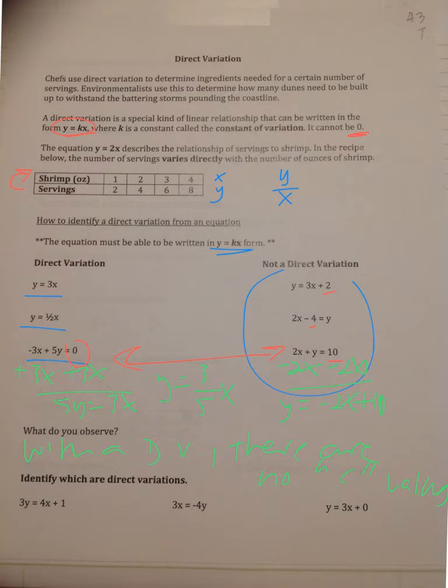Let's take a look at the examples down below. 3y equals 4x plus 1. 3x equals negative 4y, and y equals 3x plus 0. That's a direct variation, and that's a direct variation. That's got a 1. Cannot have that extra number. That 0 is going to go away. And here we can divide by negative 4 and get negative 3/4 x equals y. So this is the key that we're looking for, is that constant, that other number, that c value on the end.